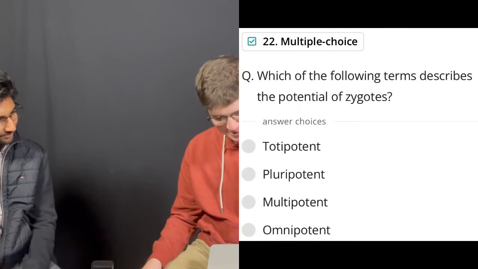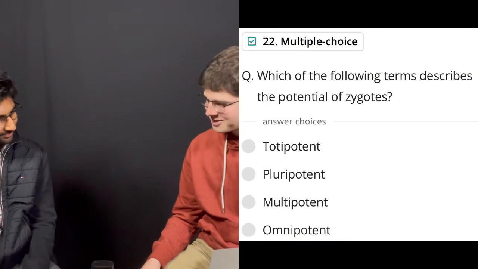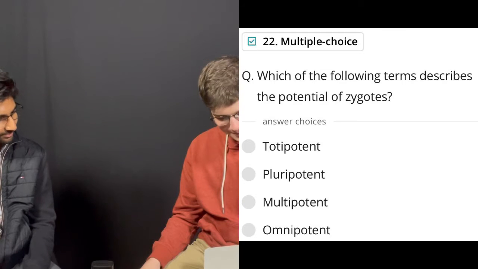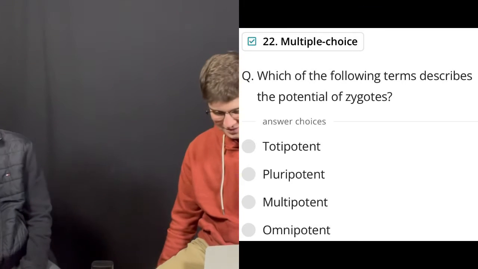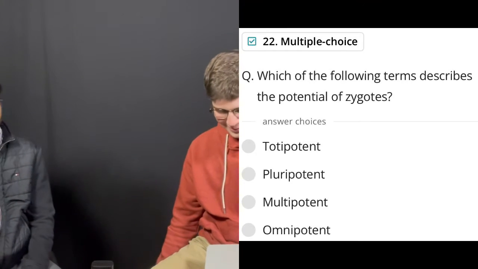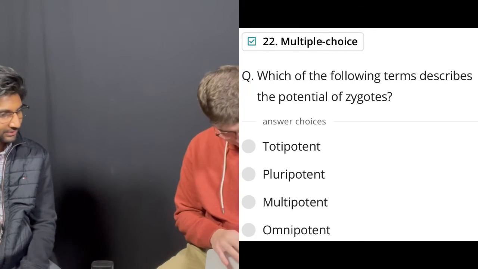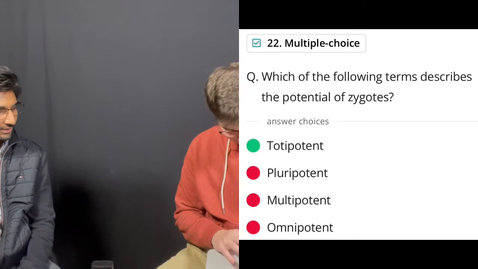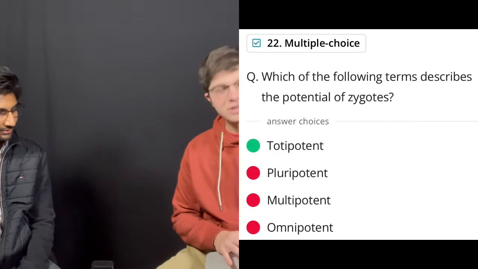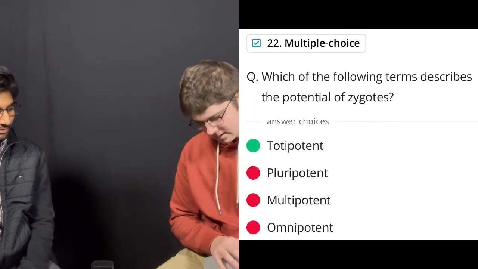Which of the following terms describes the potential of zygotes? Is it A, totipotent, B, pluripotent, C, multipotent, or D, omnipotent? Totipotent. Omnipotent, that's funny. All right, that's correct. Totipotent's correct. You're going to get a hard one, let me guess.